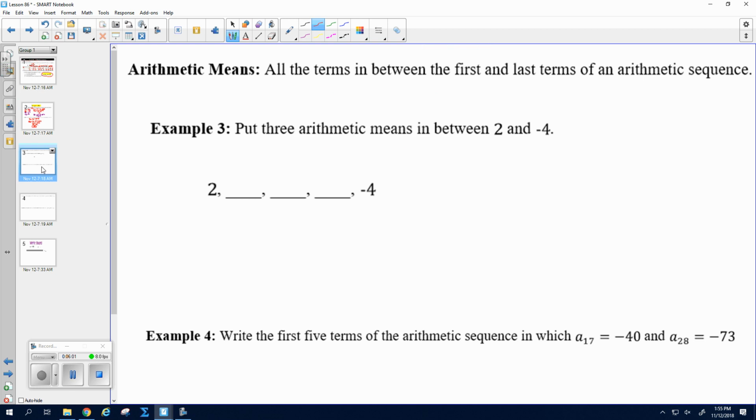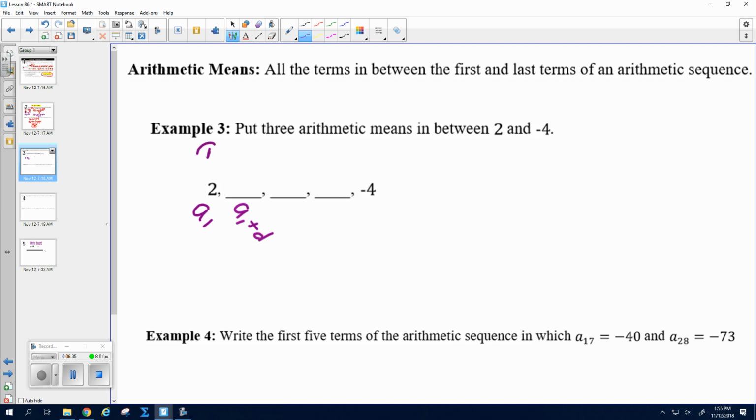Okay. So arithmetic means all the terms in between the first and the last term of an arithmetic sequence. So it says put 3 arithmetic means between 2 and -4. There are 2 ways to do this. I'm going to show you both. So this first term is always A sub 1, and I want you to label these underneath. The second term of any sequence that's arithmetic is A sub 1 plus D. You just add the common difference one time, right?